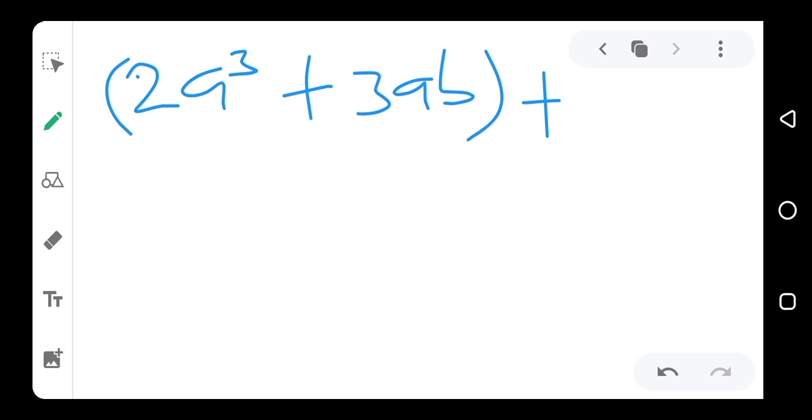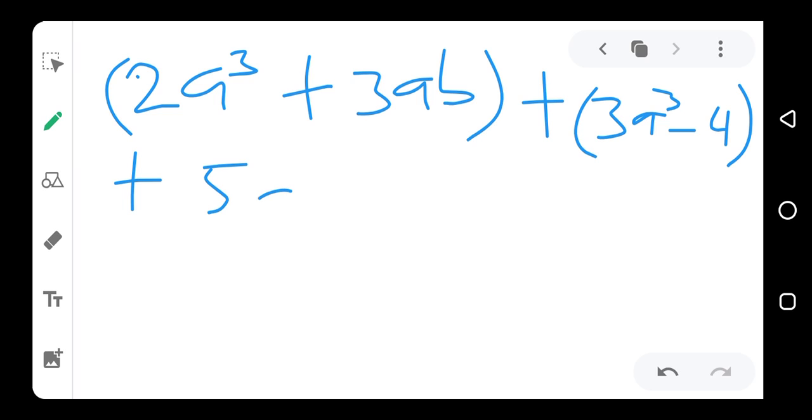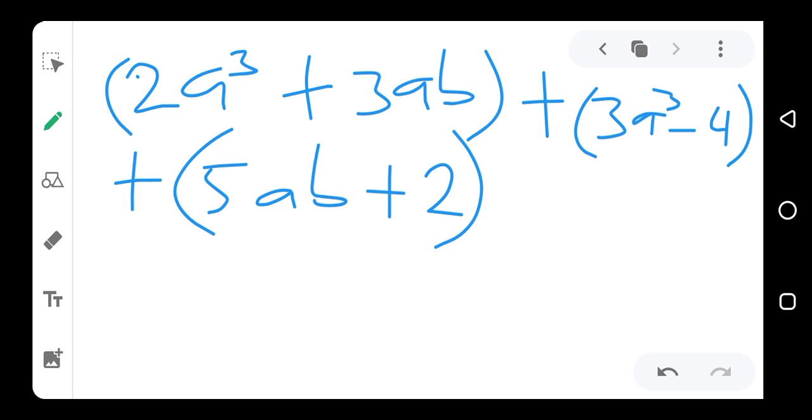If you have 2a raised to power 3 plus 3ab plus 3a raised to power 3 minus 4 plus 5ab plus 2, and we are asked to add this.